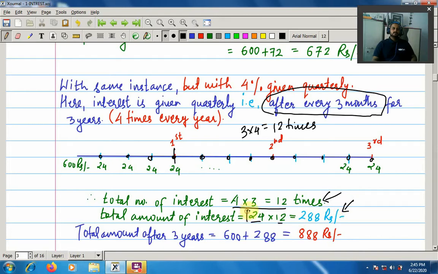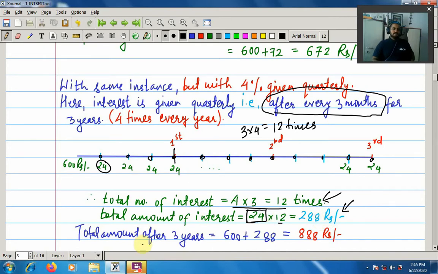How? 24 is the amount of my first interest. First time I'm going to get 24 rupees. So I have written 24 rupees as my first interest amount, then second, then third. How many times do I have to add? 12 times. So instead of adding, I have multiplied it. So it comes to 288 rupees, 288.